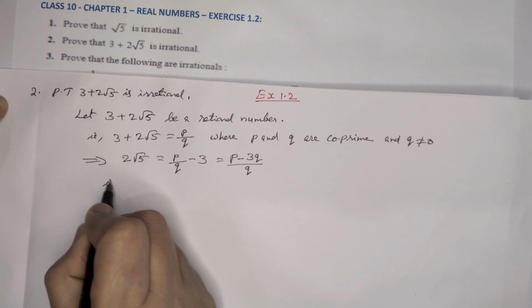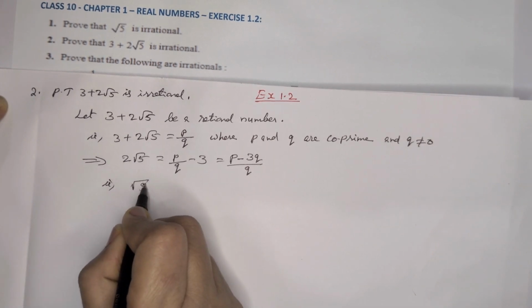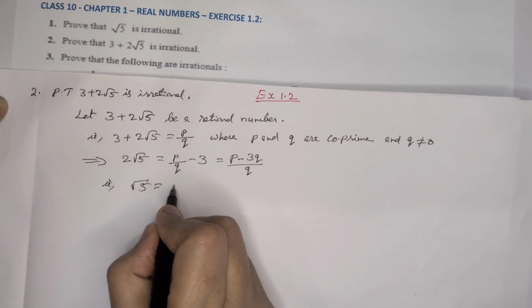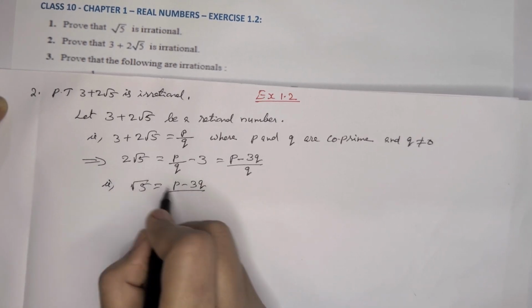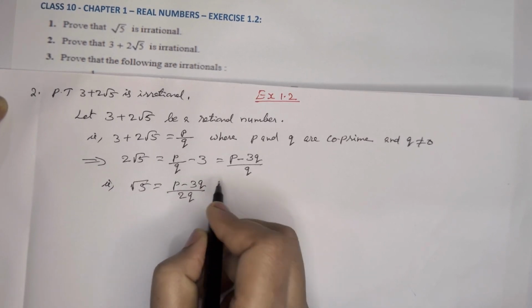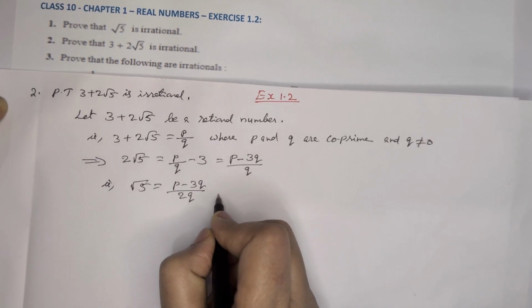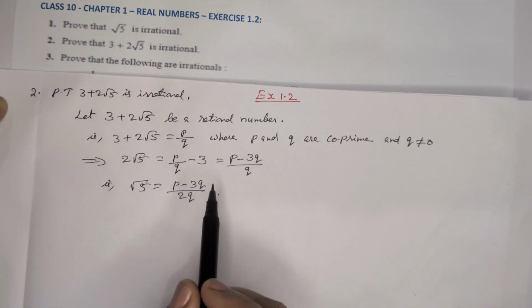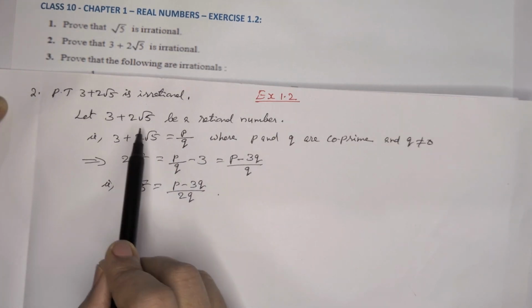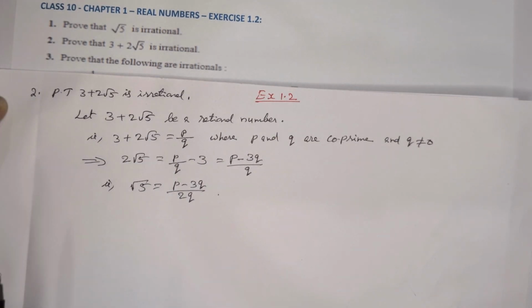So root 5 is equal to p minus 3q by 2q, where the 2 comes down. This is a rational number and the left side is an irrational number, which contradicts our assumption. Therefore, 3 plus 2 root 5 is an irrational number.